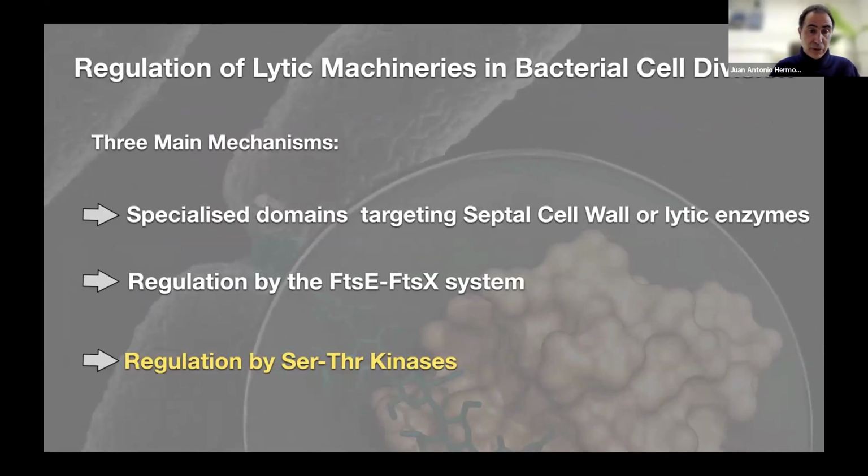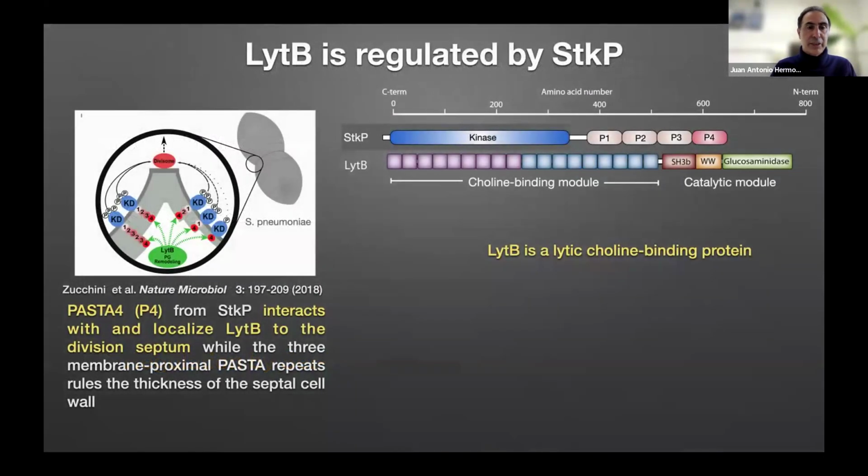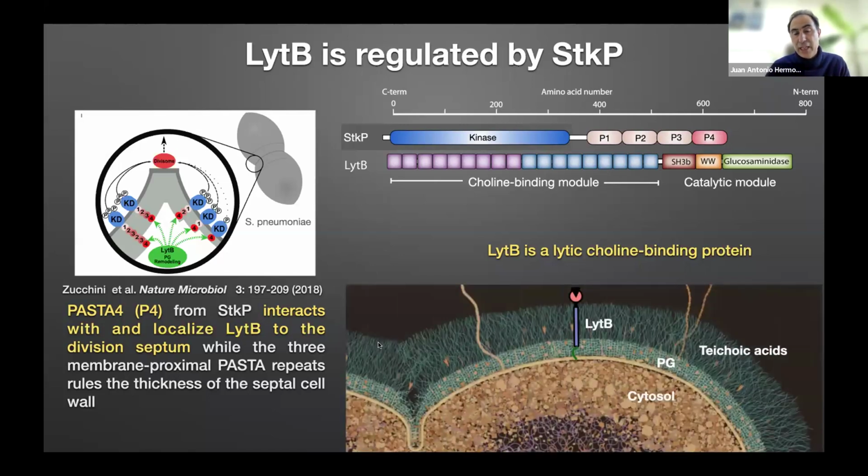The final part of my talk concerns the regulation of serine-threonine kinases. Some years ago, the group of Christophe Grangeasse discovered that the PASTA-containing serine-threonine kinase STKP interacts with the lytic protein LytB at the division septum. It was a surprising result because LytB is a lytic choline binding protein attached to the teichoic acid on the pneumococcal surface, and it somehow seems to be regulated by the kinase.